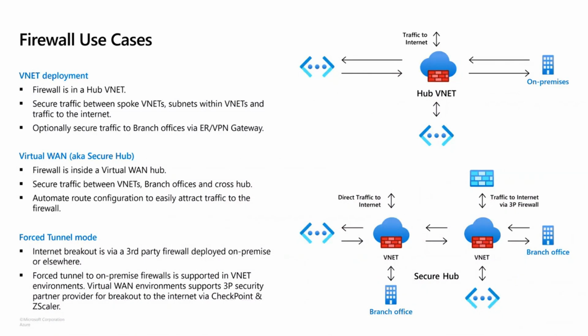Now if you want all traffic going to the internet to go through the hub VNet, with the firewall in the hub VNet, you can route all the traffic through this firewall. You need a route in the spoke VNets to allow this communication, but that's it. There is one firewall taking care of all your traffic across many spokes.